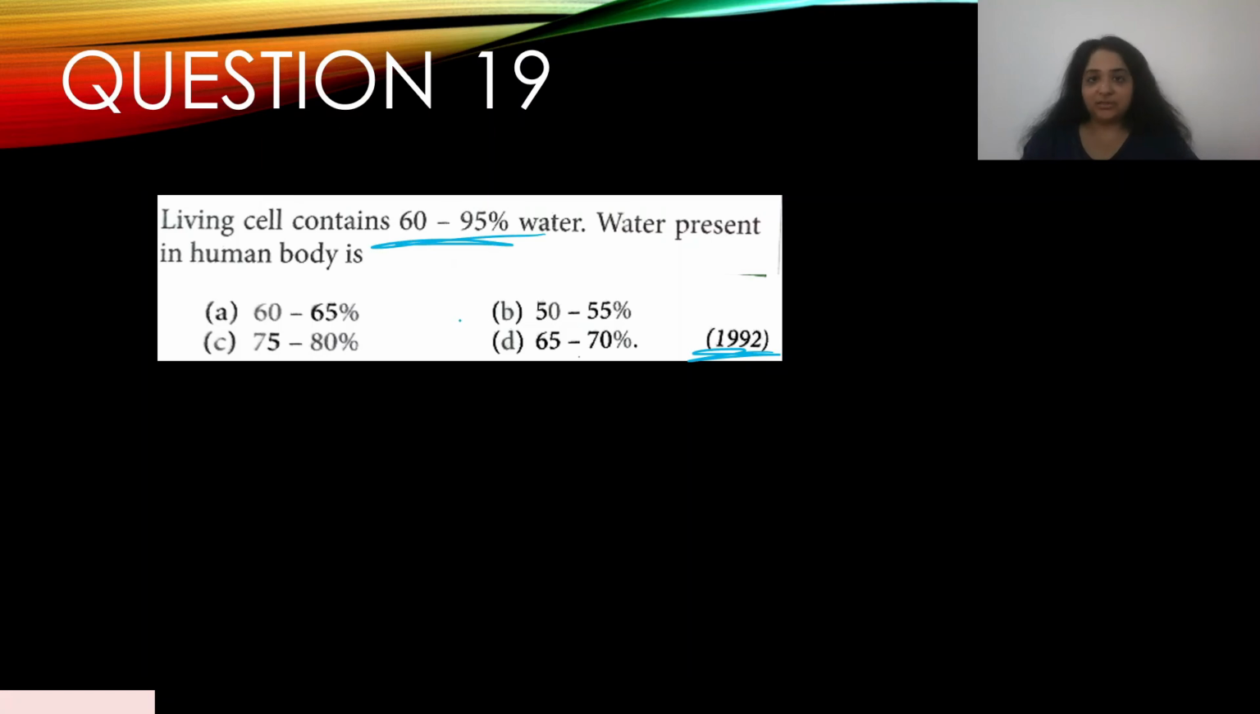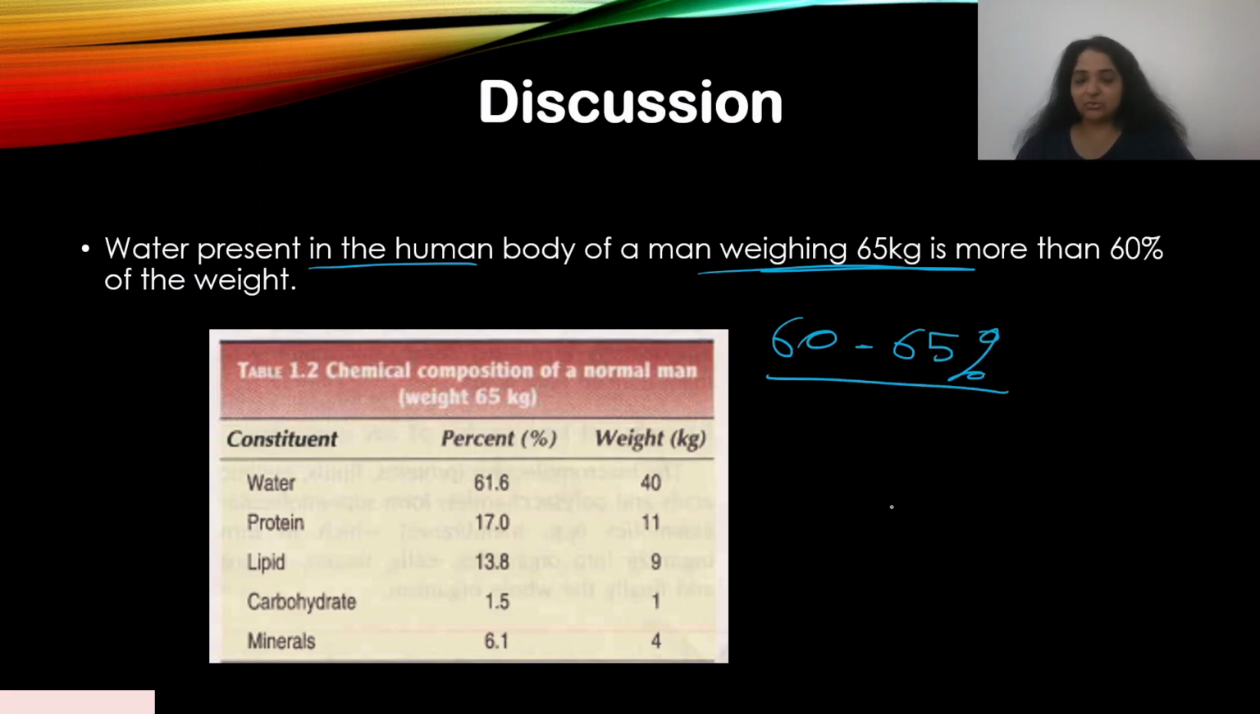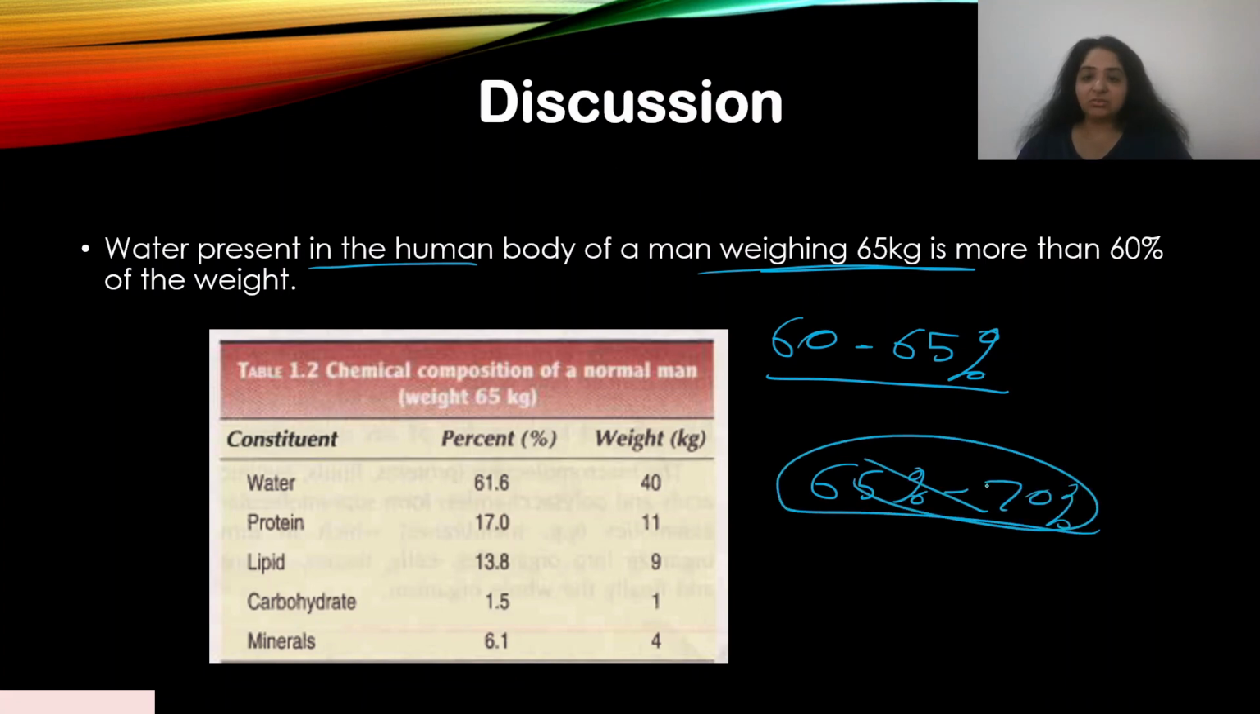So living cell contains 60 to 95% water. Water present in human bodies, that means the whole body, how much water is present there? Answer is A, 60 to 65%. For a normal man weighing around 65 kg to 70 kg, some textbooks say 70 kg, some say 65 kg, water is more than 60% of the weight. That means it will vary from 60 to 65%. There's a close call between 60 to 65 and 65 to 70%, which is not correct. Medical textbooks say it's 60 to 65%, basically around 60%.